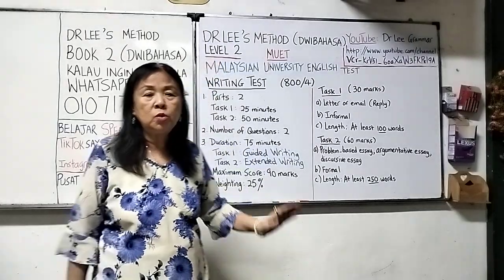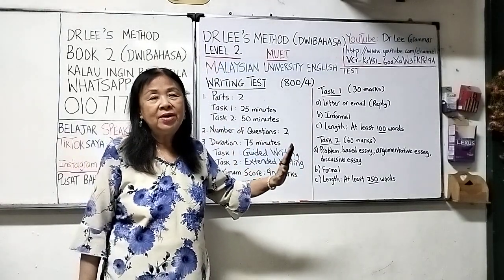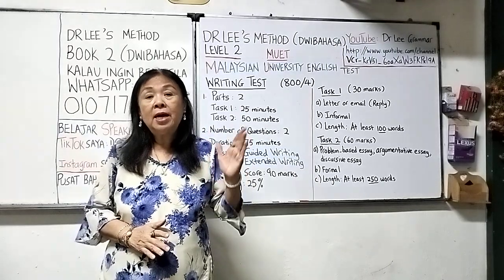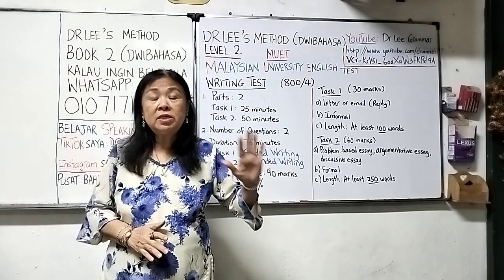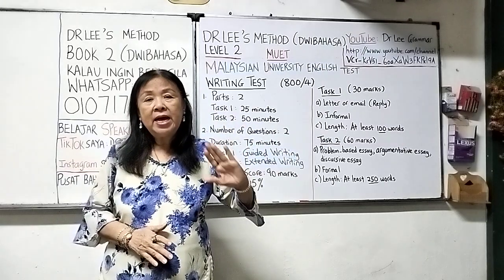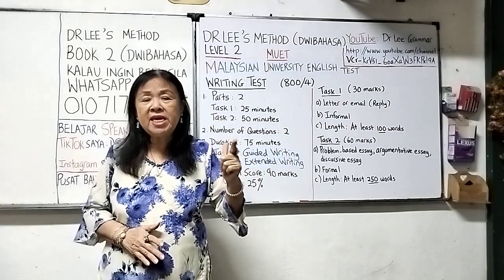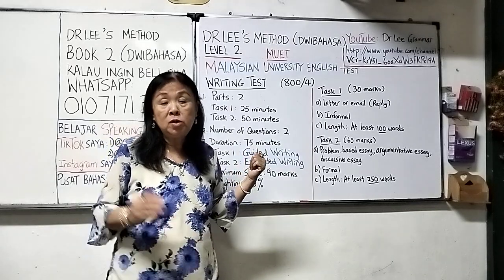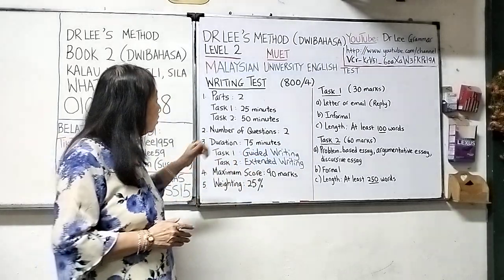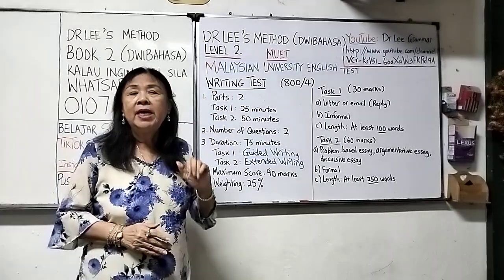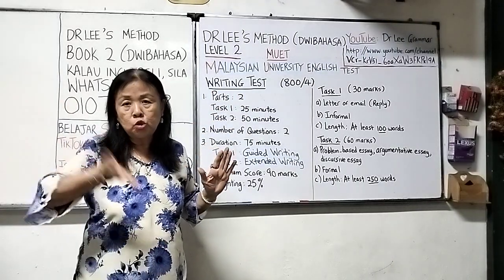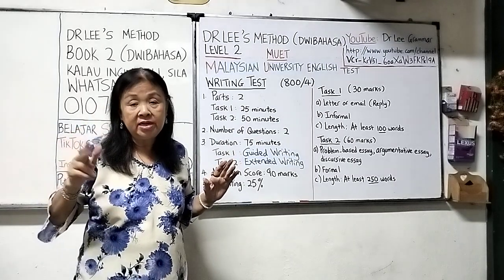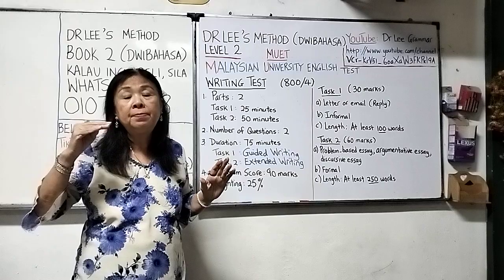So today, I'm going to share with you the last paper, because previously, I had already uploaded videos of the other 3 parts. I have videos on reading, speaking, listening, now writing. So this is the last part which I'm going to discuss now. So this is the writing test. It is paper 800/4. So your MUET paper is paper 800 and then /4, 4 for paper 4.